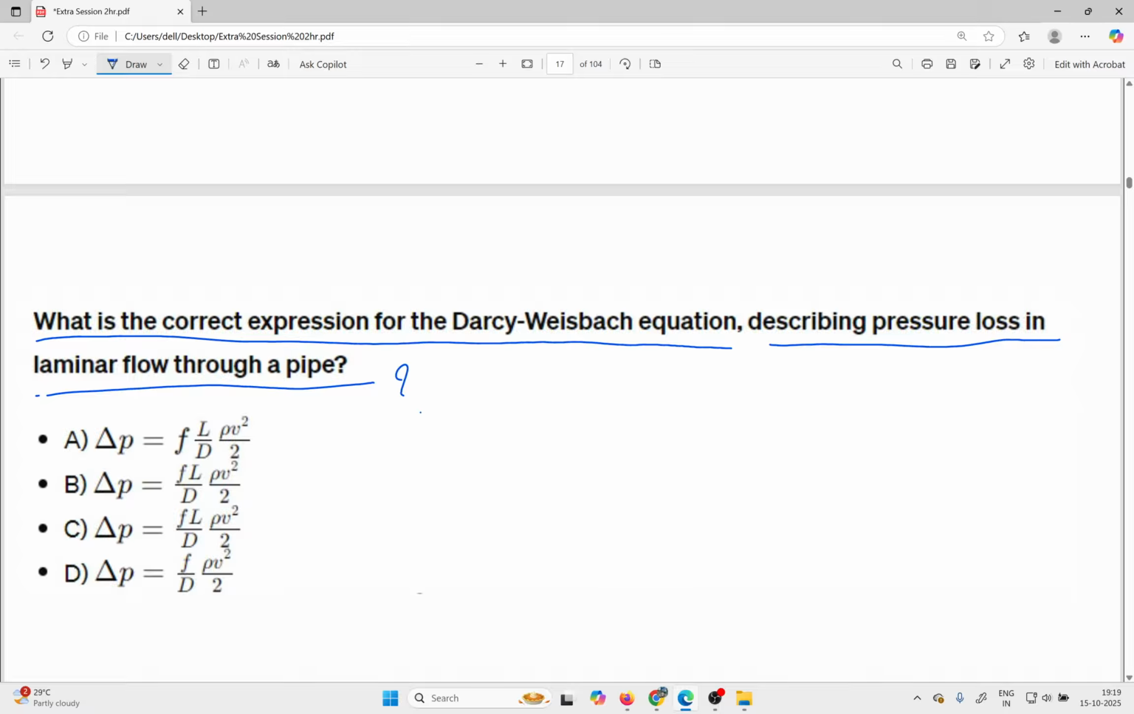So this is a very important one. You can expect the question from here in your final NPTEL exam. So here option B will be the correct one: delta P is equal to f L by D, rho V square by 2.